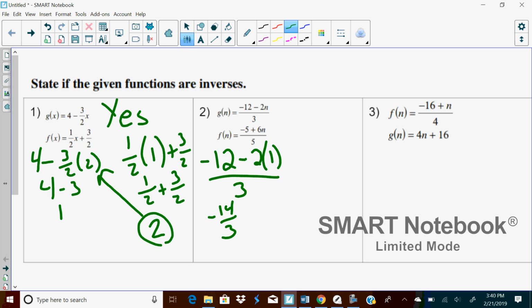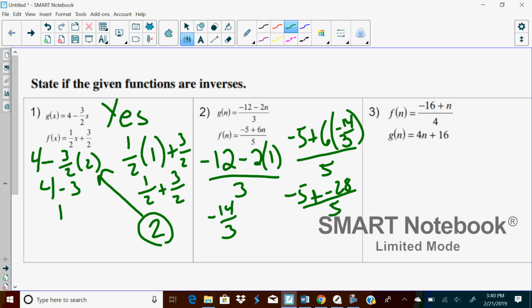So then I plugged it into the second one. So I got negative 5 plus 6 times negative 14 thirds divided by 5. So I got negative 5 plus negative 28 divided by 5. So negative 5 plus negative 28 is going to give me negative 33. Negative 33 divided by 5 is not equal to 1. So the answer is no.